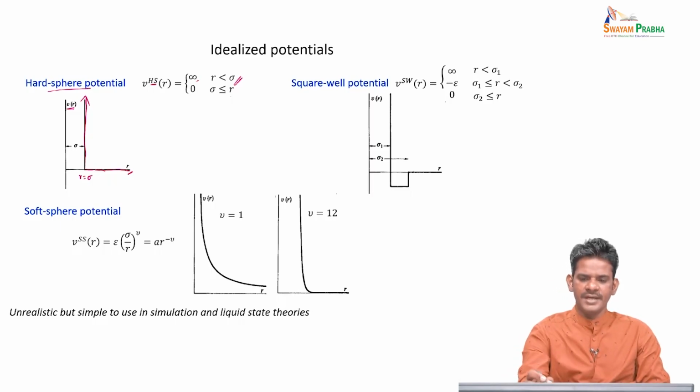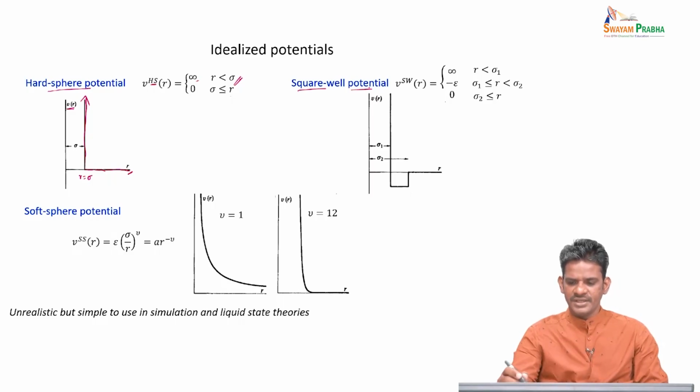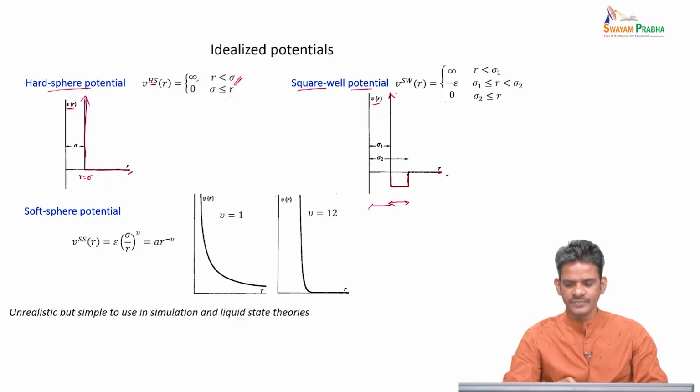The other idealized potential is called the square well potential, and pictorially it is shown here, V of r versus r. Here, when the particles are far away from each other, the potential is 0, and then there is a range in which the potential has a well. The moment the pair of particles comes closer than this distance, the potential goes to infinity again. Mathematically, when r is less than sigma 1, this point here, the potential goes to infinity like a hard sphere.